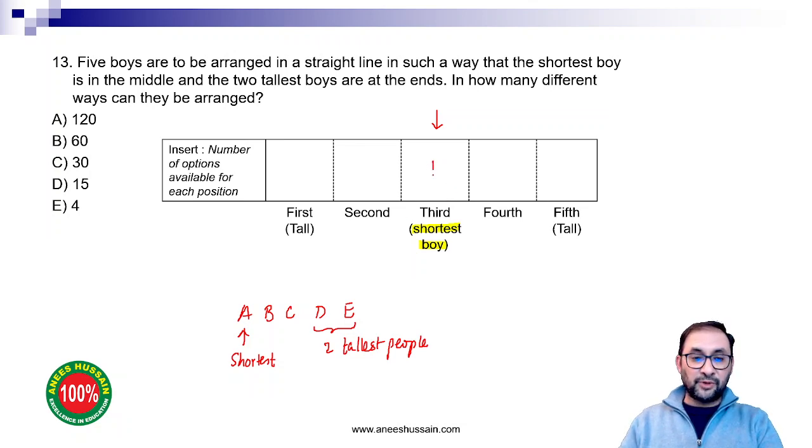So there is only one option here. Whoever is the shortest person, that person needs to come here. Nobody else can come here. So there's only one option for the middle position.